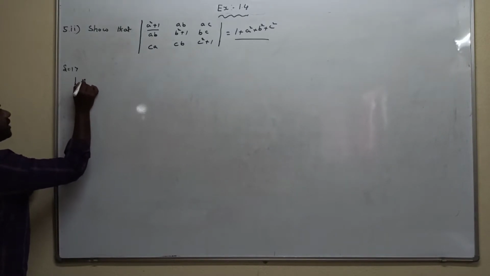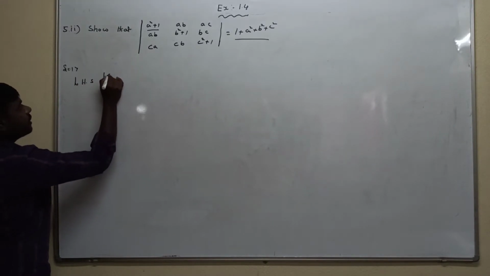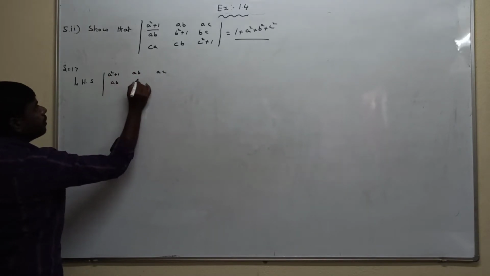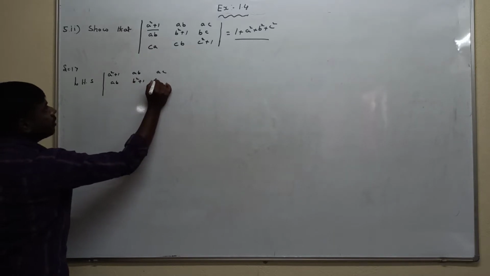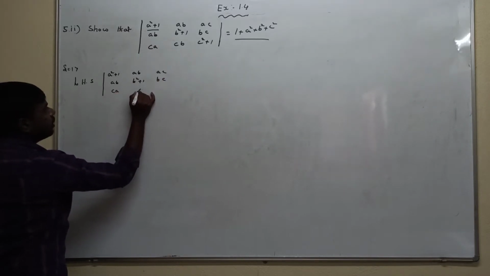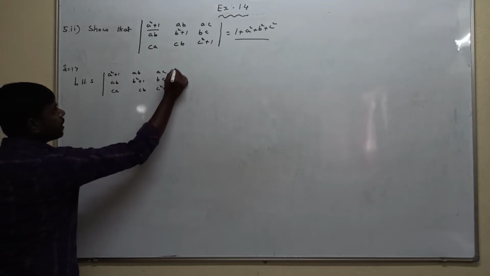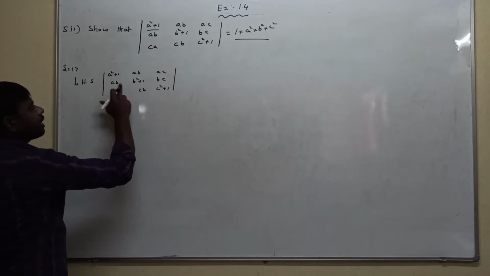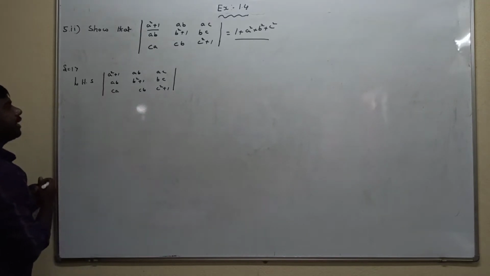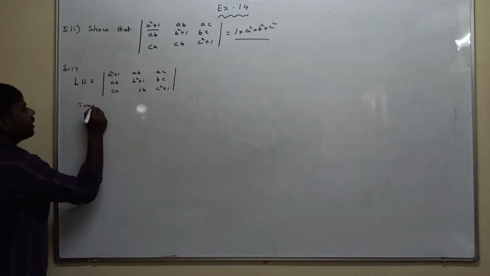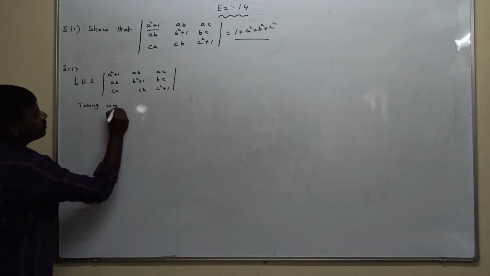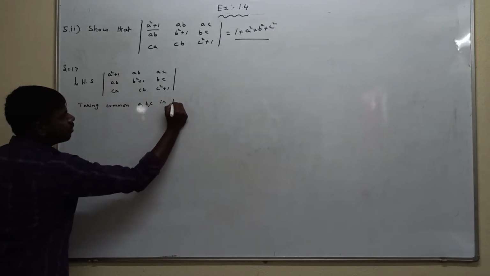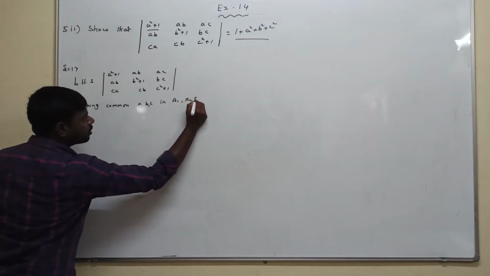First we take the left hand side determinant: A square plus 1, AB, AC; AB, B square plus 1, BC; CA, CB, C square plus 1. Now take common A in the first row, B in the second row, and C in the third row.